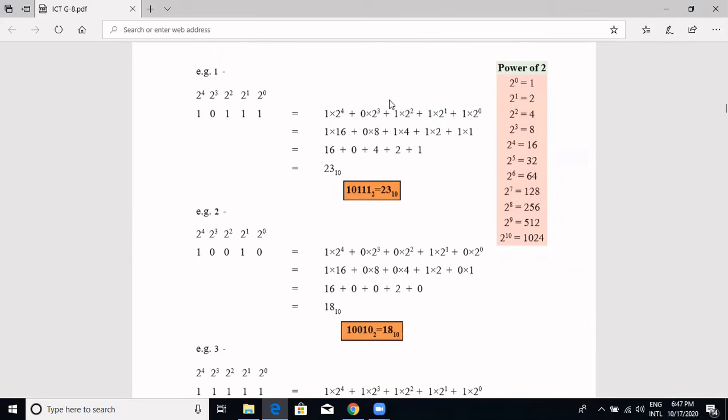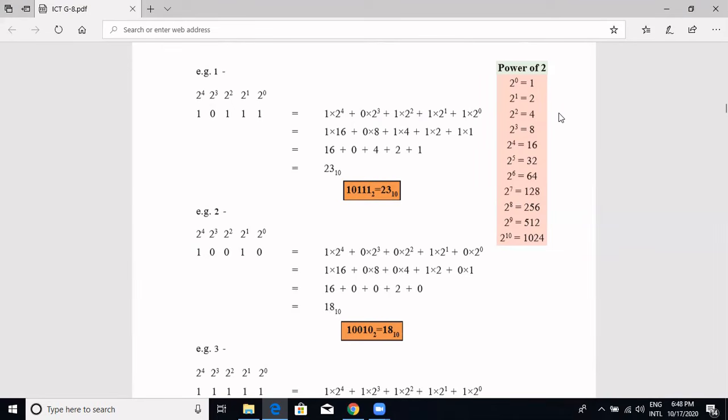So in the binary number system, what are the place values? 2 to the power 0, 2 to the power 1, 2 to the power 2, 2 to the power 3, 2 to the power 4. Now, these powers you have to remember. You can study this. You can see there's a pink table, power of 2. 2 to the power 0 is 1, 2 to the power 1 is 2, 2 to the power 2 is 4, 2 to the power 3 is 8, 2 to the power 4 is 16, like that up to 2 to the power 10 is 1024. So this thing you should be very good at, right?